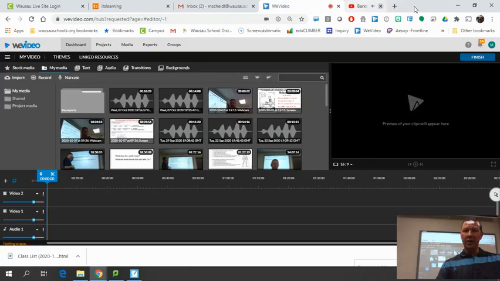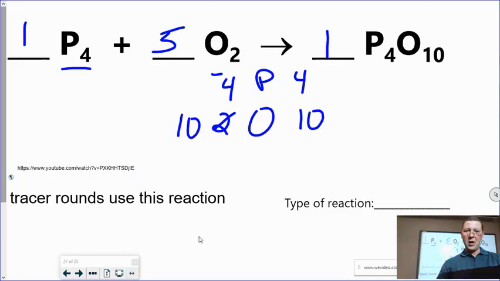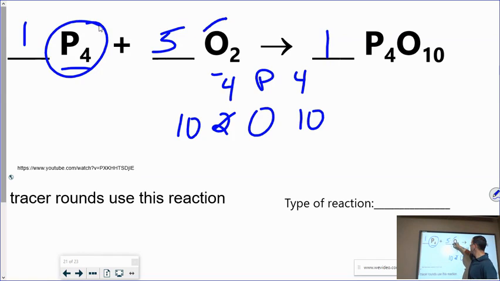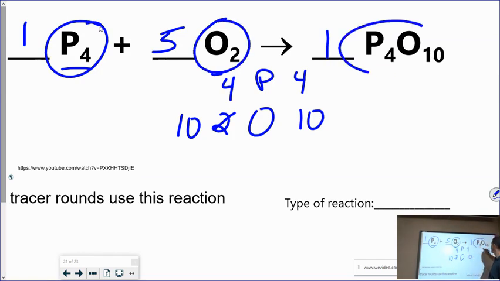And that is called barking dogs. That is phosphorus reacting with oxygen. What type of reaction is this? Well, we have 2 things coming together to make one new thing, and that's called a synthesis reaction.